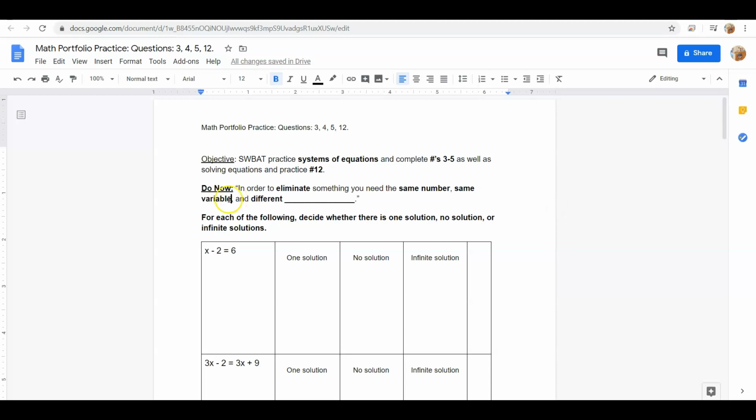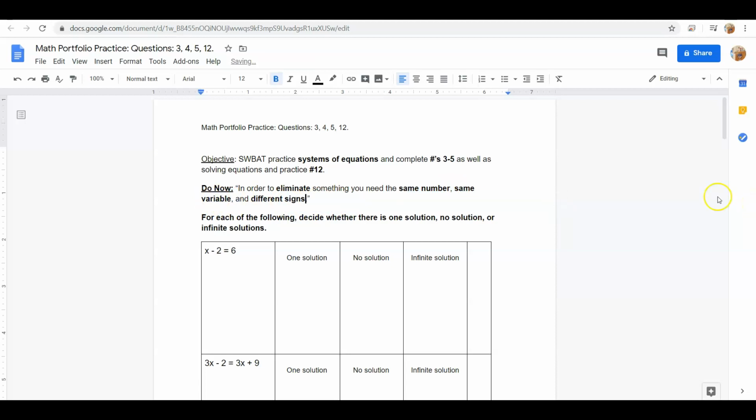Now, what's a variable? For those who don't remember, a variable is simply a letter that we use in place of a number that we don't know. If you look at this example, it says x minus 2 equals 6. The x would be the variable because it is a letter that we use to represent a number. We don't know what the value of that number is yet, but that's why we use a variable in place of the number. So you need to have the same number, the same variable, and different signs.